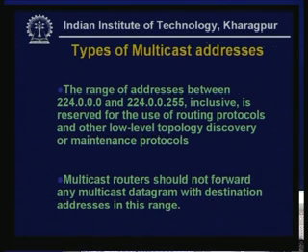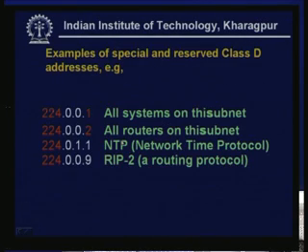Talking in a little more detail about the multicast addresses, the range of addresses between 224.0.0.0 and 224.0.0.255, that means the last byte of the first range inclusive, is reserved for the use of routing protocols and other low level topology discovery or maintenance protocols. We will see some of this, and a multicast router should not forward any multicast datagram with destination address in this range. So, they are reserved addresses, other addresses can be distributed to different multicast groups.